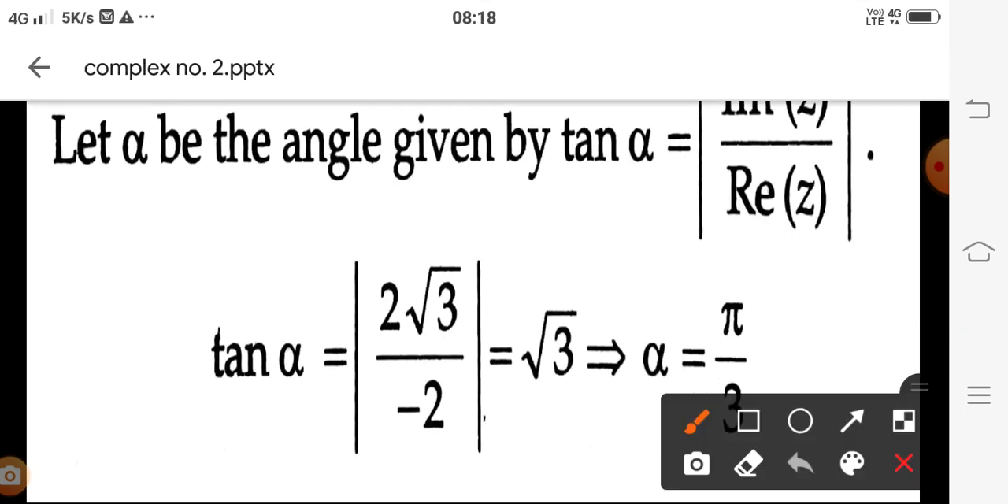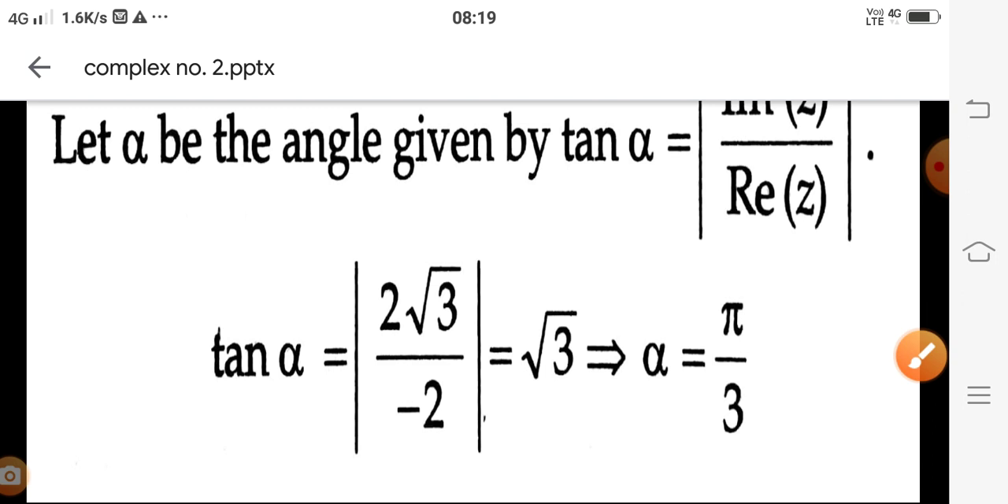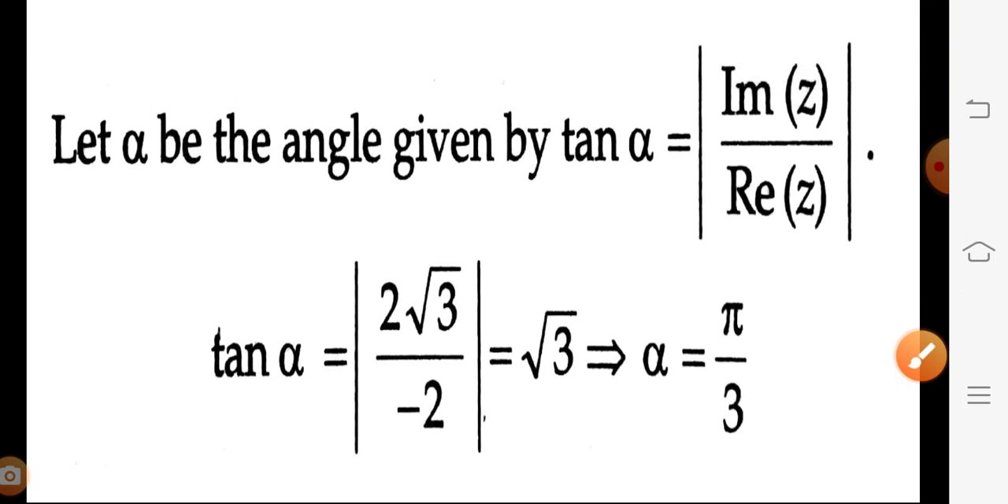Now let us find the argument for the question. Then I am taking the angle as alpha, then tan alpha is equal to b upon a, as we called earlier. Then b is the imaginary part and a is the real part. Then if you put in the values, tan alpha we are getting as 10 root 3 upon minus 2. Then on solving, 2 gets cancelled out, and we are getting the value of tan alpha as root 3, and this we know alpha is equal to pi by 3, because tan 60 degrees is equal to root 3.